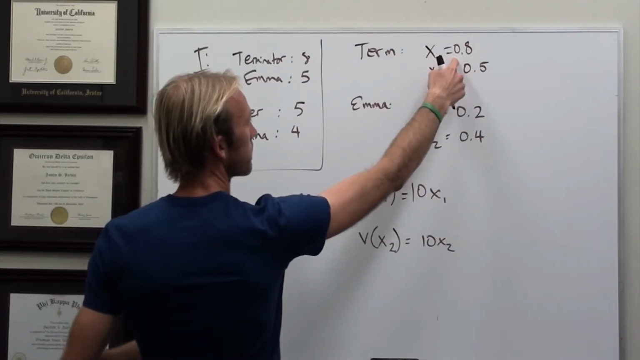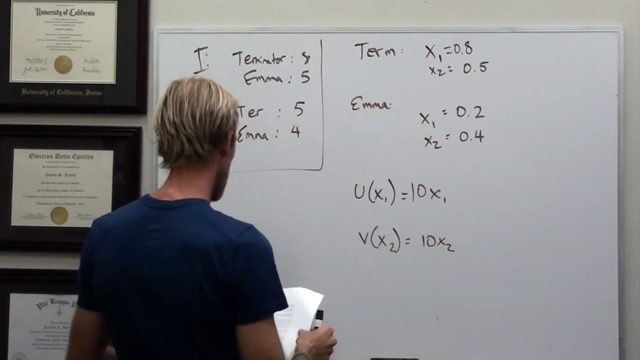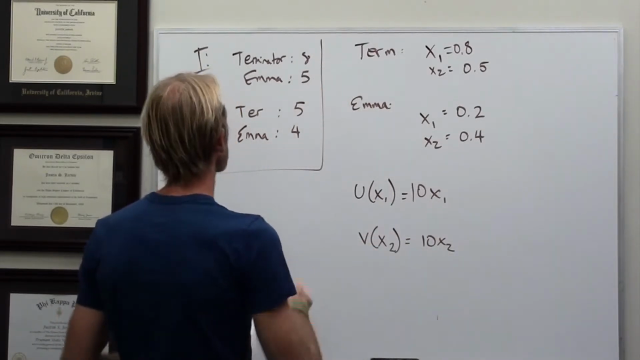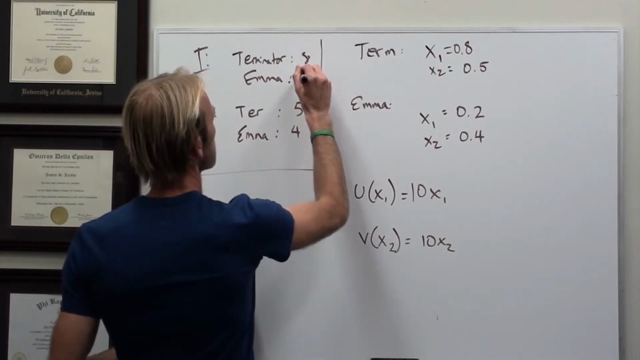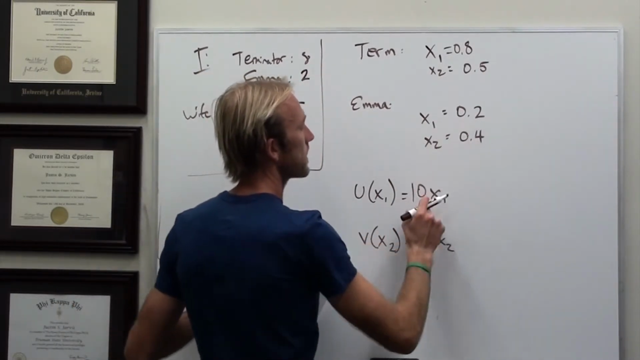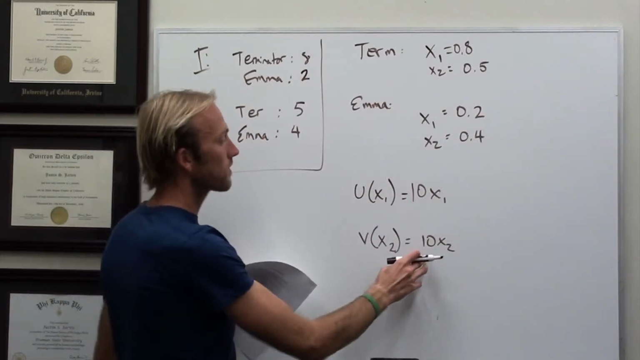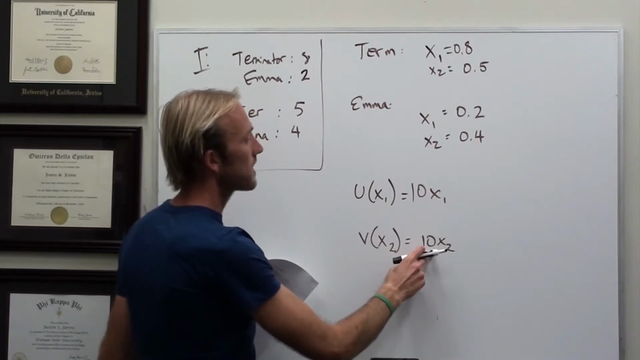Terminator 0.8 times 10. Terminator gets a rating of an 8, and Emma, oops, I think Emma was supposed to be rated as a 2 over here. Emma is rated as a 2 over here, and I would rate Emma 10 times 0.2 as 2. So the ratings are the same. Look, my wife as well, 10 times x2.